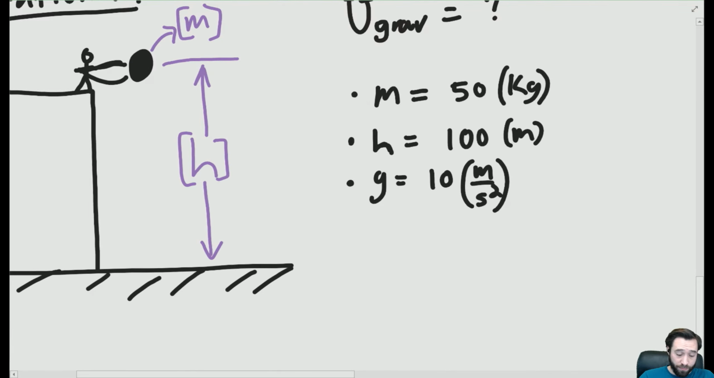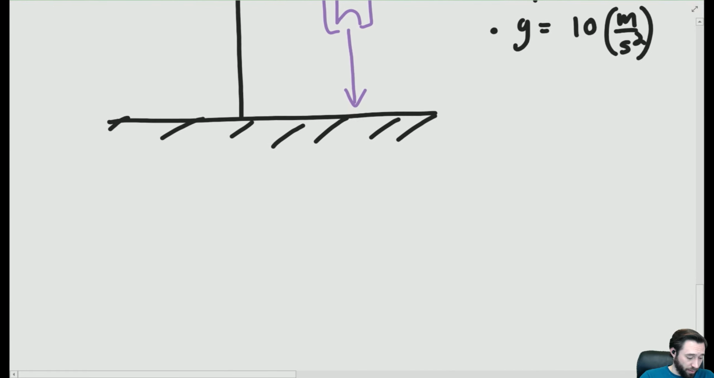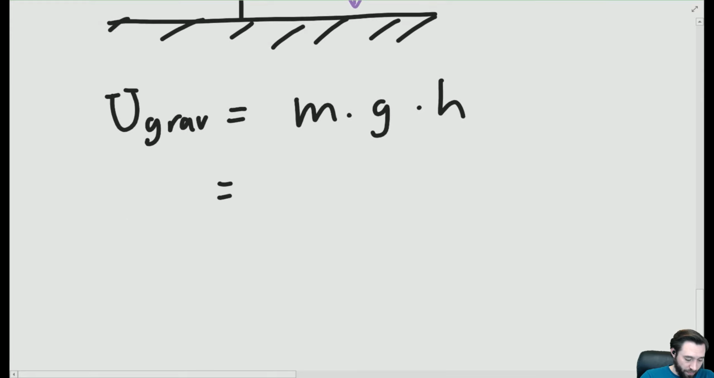With our knowns, we know mass, gravity, and height. So I'm going to write down the equation. U-grav is equal to mass times gravity times height. And before I start plugging in values, I put my little placeholders to make sure my arithmetic is good.